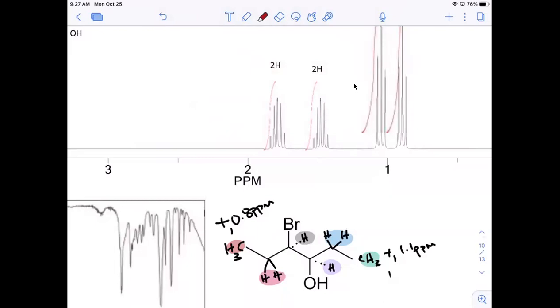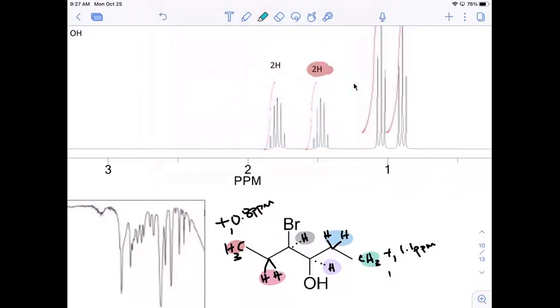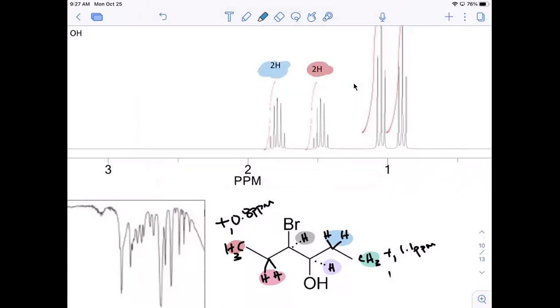If both signals are integrating for two hydrogens, would it be this one? Yes, that's the one that's further upfield. And then the other set, the blue set, we're going to put here. That's the wrong color. All right.